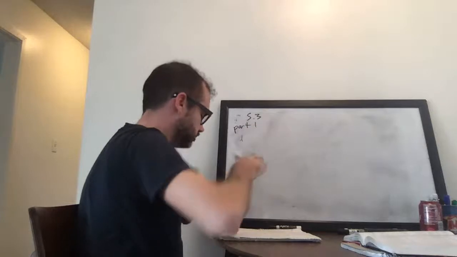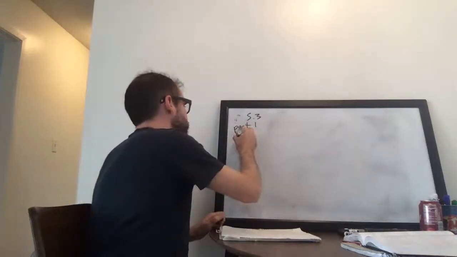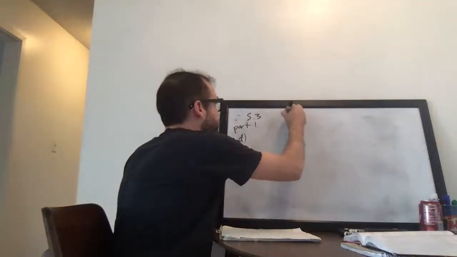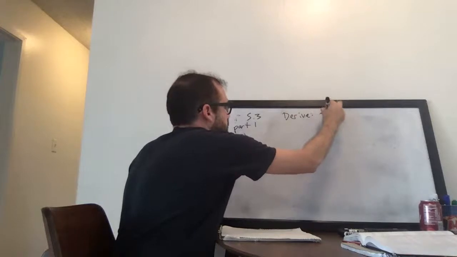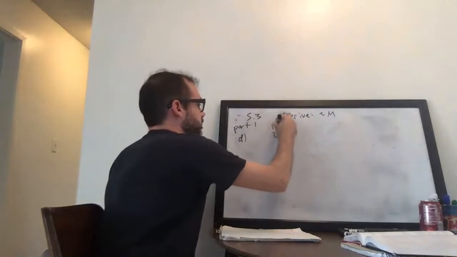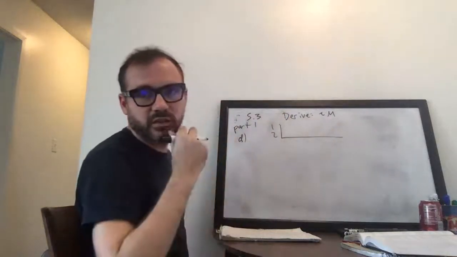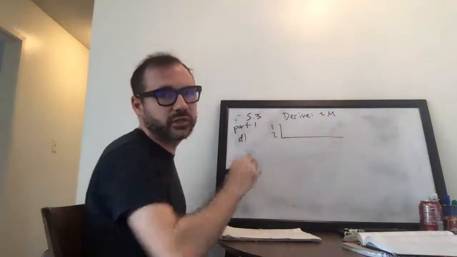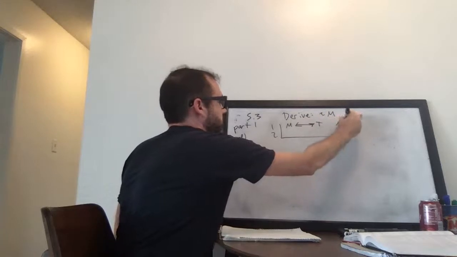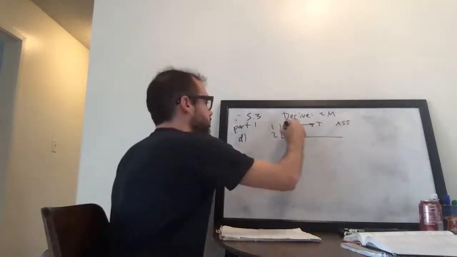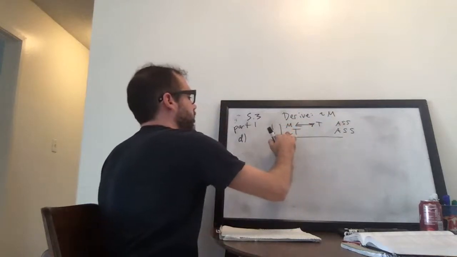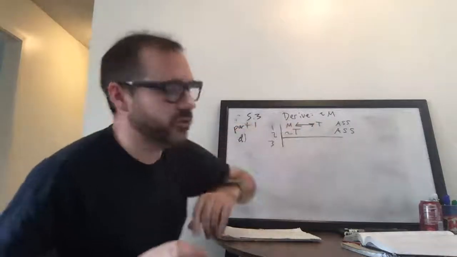Here's problem D. Okay, so what it says is you need to derive not M. And what we have are two sentences for assumptions. The first one says that M if and only if T. And then the second one just says not T. All right. So there we go. Now we have to find a way to prove not M based on those.